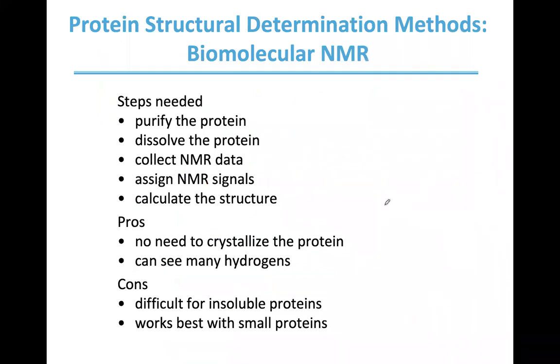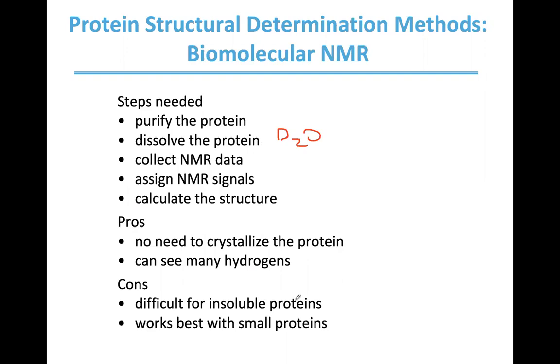The second technique, which we'll briefly go over, is NMR, nuclear magnetic resonance. We had it in OCHEM 2, right? Again, purify and dissolve the protein. Remember, dissolve the protein in a deuterated solvent because the protons will interact with the magnetic field. In most cases it will be D2O, deuterated water, not H2O. Collect NMR data, assign, calculate structure. No need to crystallize the protein, and you can see many hydrogens.